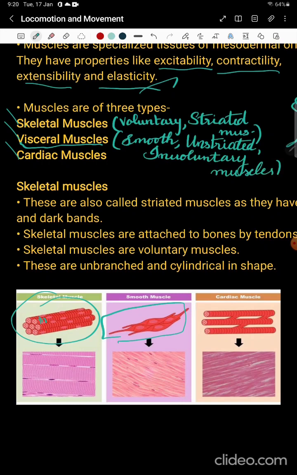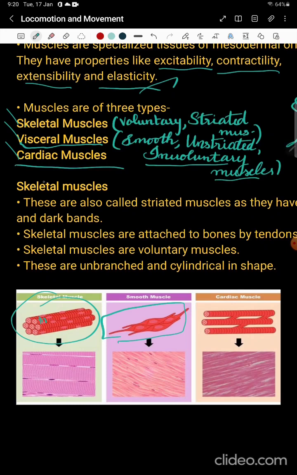Why are visceral muscles called involuntary muscles? Visceral means inside our body there are many organs. To carry out our metabolic activities like digestion, the peristaltic movement you will study in lower classes, and also respiration and reproduction, all these are involuntary actions. The muscles that enclose the involuntary organs are called involuntary muscles. So the visceral muscles have alternative names: smooth muscles, unstriated muscles, and involuntary muscles. And then come the cardiac muscles, which make up our heart.